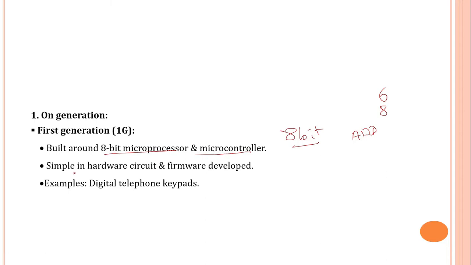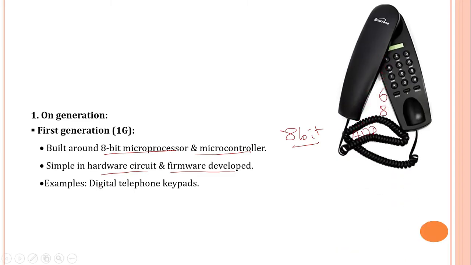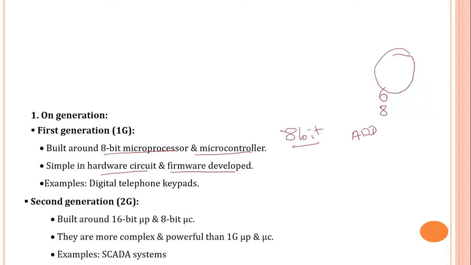First generations are simple in hardware circuit and firmware developed. So whatever hardware and firmware is used in the first generation are simple. An example for the first generation is the digital telephone keypad. So this digital telephone keypad is a first generation embedded device. The firmware is also simple and hardware is also simple. In the second generation, the processor is of 16-bit microprocessor and controller is of 8-bit microcontroller.